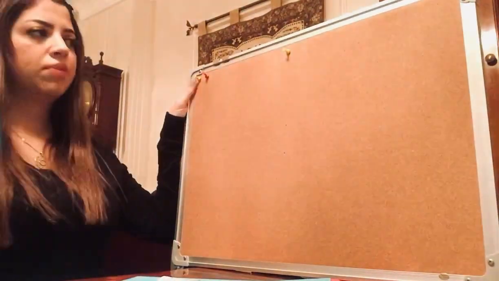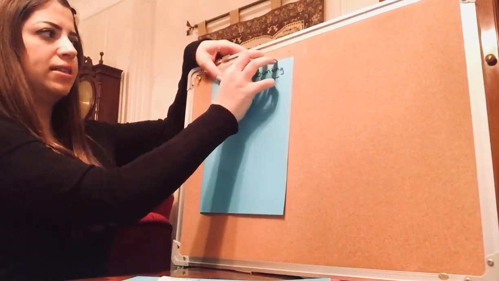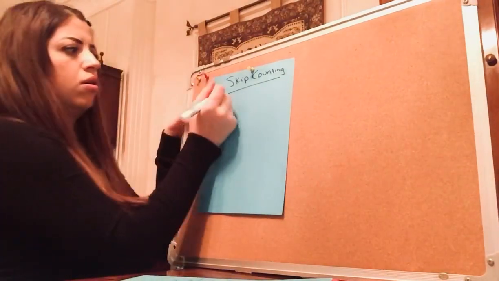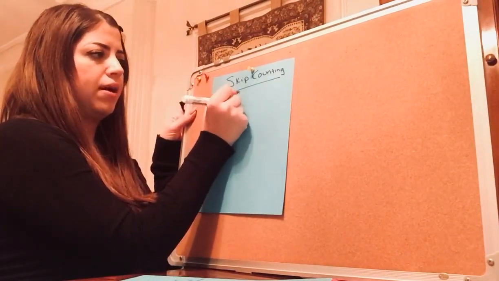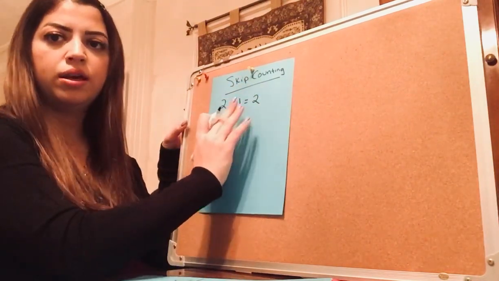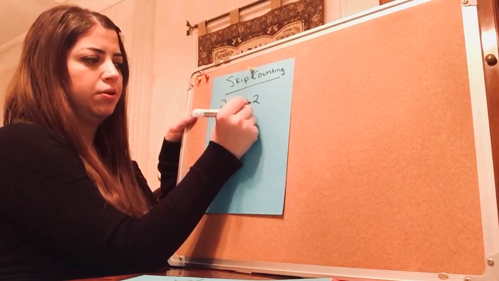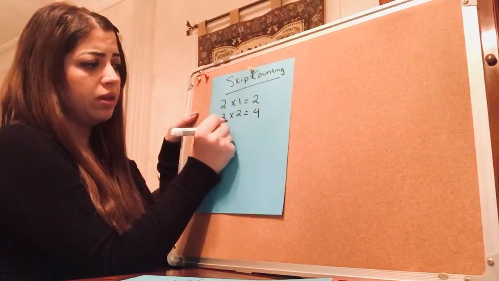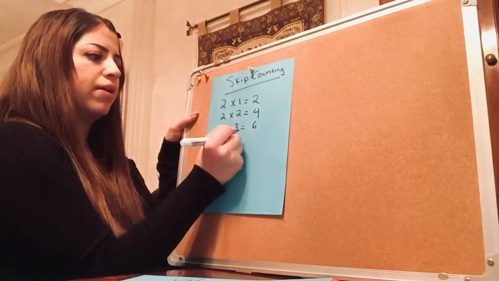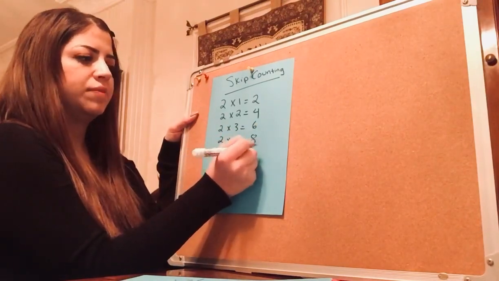Now, multiplication facts is the same as, like we discussed in class, with counting. What we do is I want to use the number 2. I take 2 and I multiply it by 1. This is going to give me 2 because any number multiplied by 1 is the same number. Let's move on to the next number. 2 multiplied by 2 gives me 4. 2 multiplied by 3, 6. 2 multiplied by 4, 8, and 2 multiplied by 5 gives me 10.